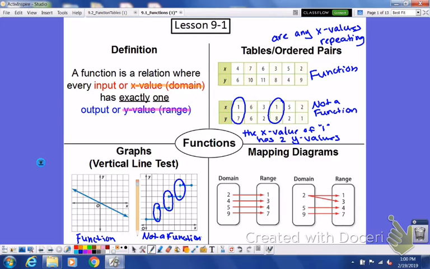Okay, and then the last thing we want to look at is mapping. You're basically just looking at your arrows. So your 2 is mapped to just your 1, your 4 is mapped to just your 3, 5 is mapped just to 4, and 9 is mapped just to 7. So none of my domain values repeat. So this is a function. And over here, we see 2 is being mapped to the 1 and the 3. So again, not a function.